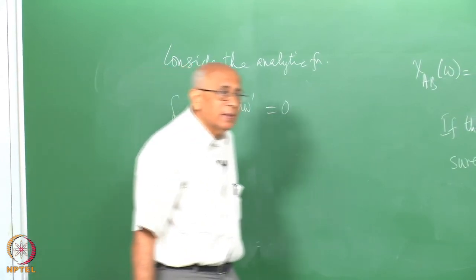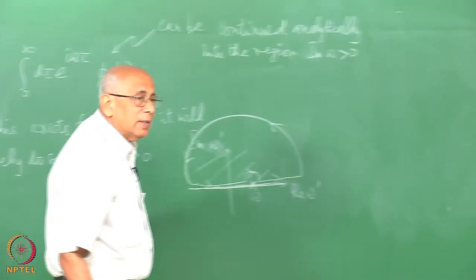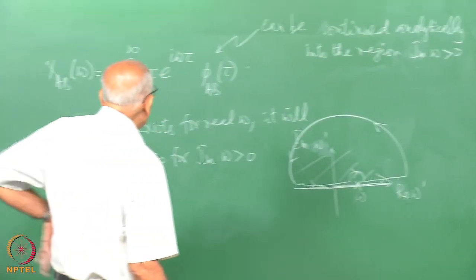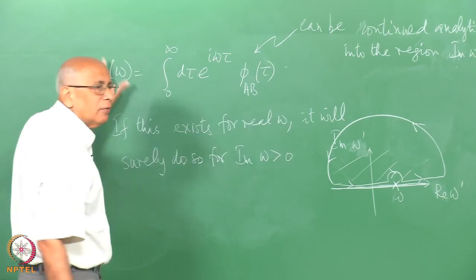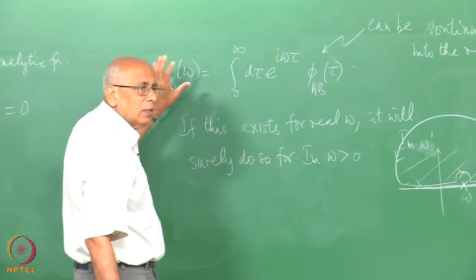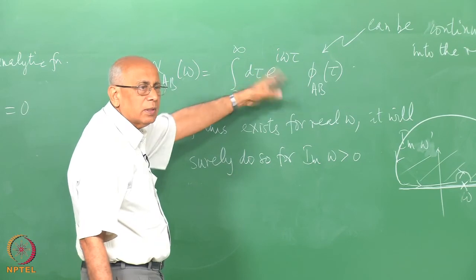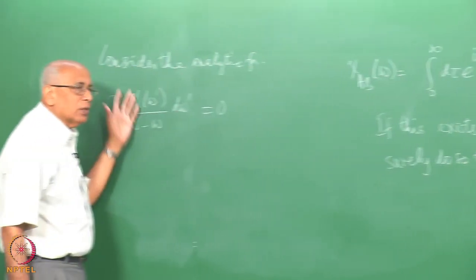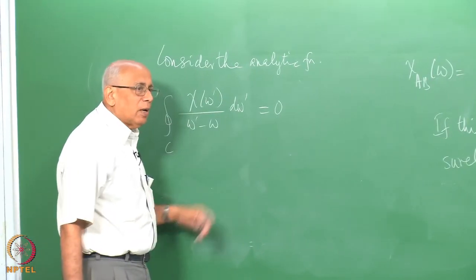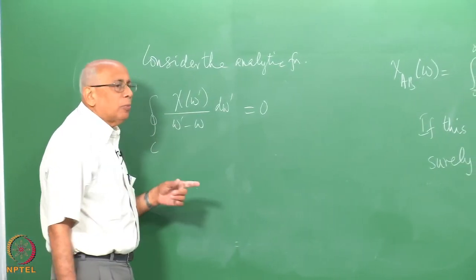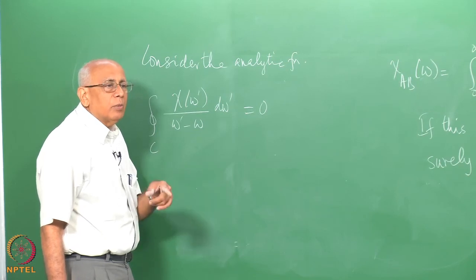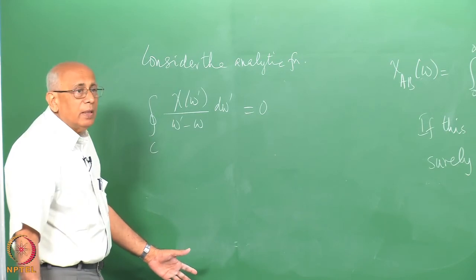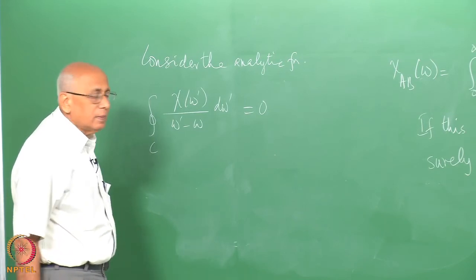Pardon me? Chi is independent of phi. There's no phi anymore, right? I'm just saying this is an analytic function, so I'm only focusing on this function now as a whole. Phi is gone. It's represented by this. So I'm just saying this is an analytic function of omega prime in the upper half plane with a pole at omega prime equal to omega on the real axis. Everywhere else in the upper half plane it's analytic.